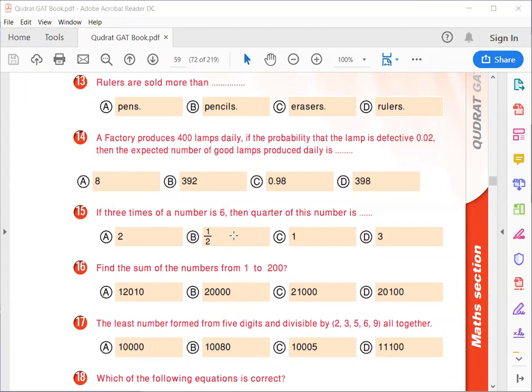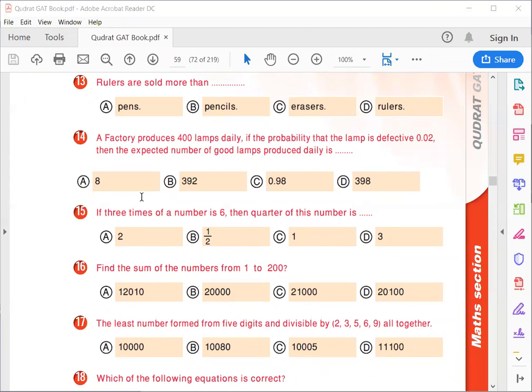And GAT, we have questions. We want to solve these questions from GAT or Qudrat, Qiyas in English. So we have this problem now, number 14.